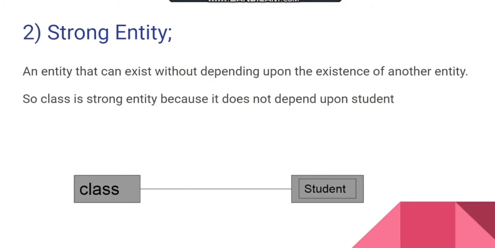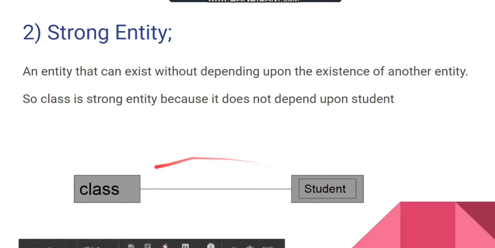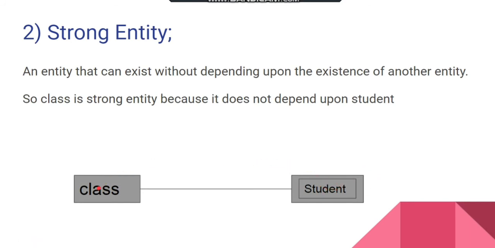We have a strong entity. It is an entity that can exist without depending upon the existence of another entity. So class is a strong entity. This is called the strong entity and this is called the weak entity. So if the students are destroyed, the class will not be destroyed, it will remain. This is because if we have a class and we have students, and I remove all of the students from the class, the class will remain. That is why it is called a strong entity.